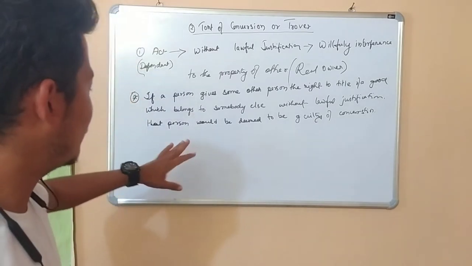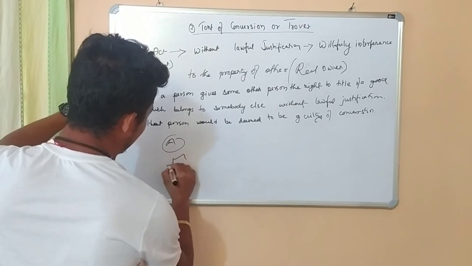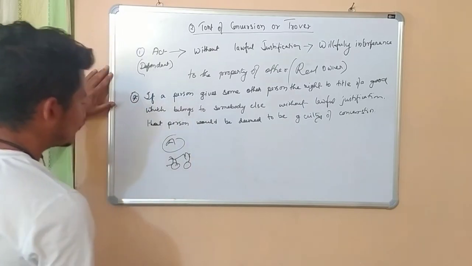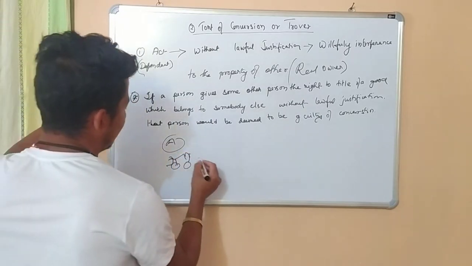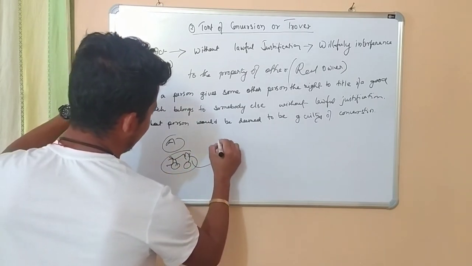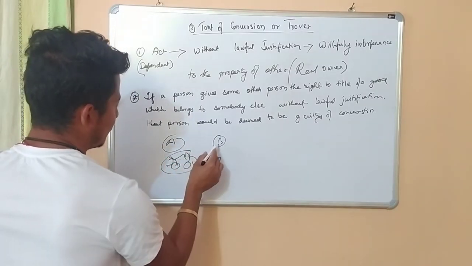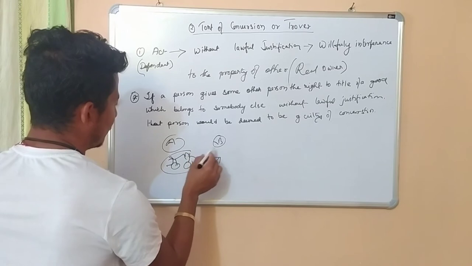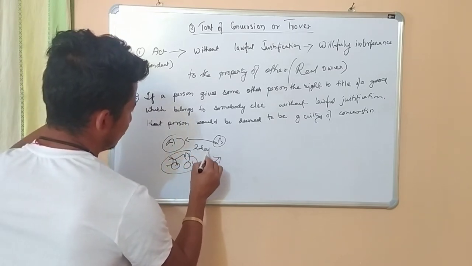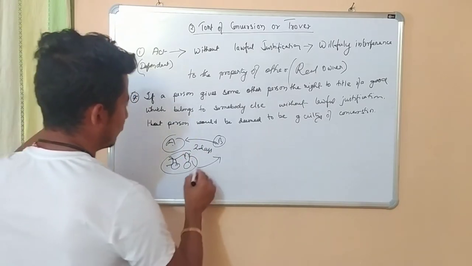Okay, so let's understand. Suppose Mr. A has a bike, and the owner of the bike is A, but it is in the possession of B, because B asked him. B asked A for 2 days: give me your bike for 2 days.